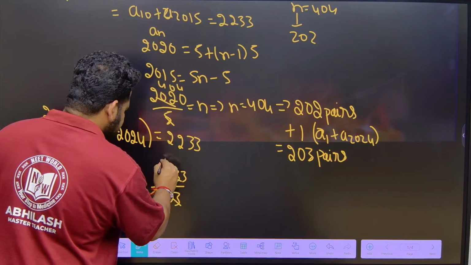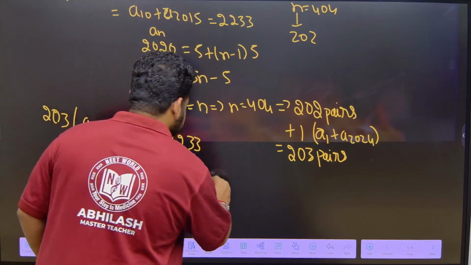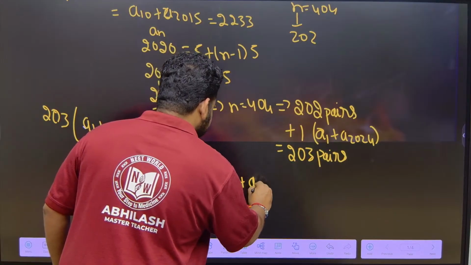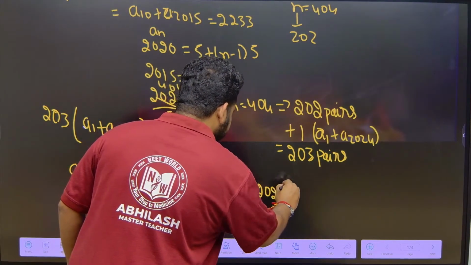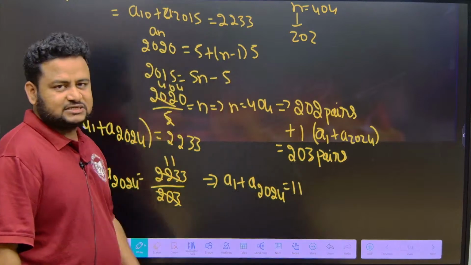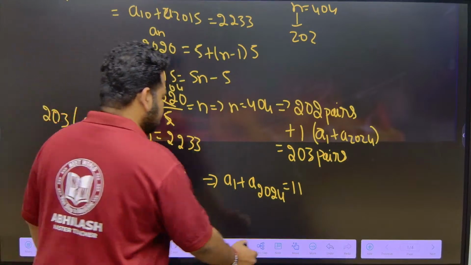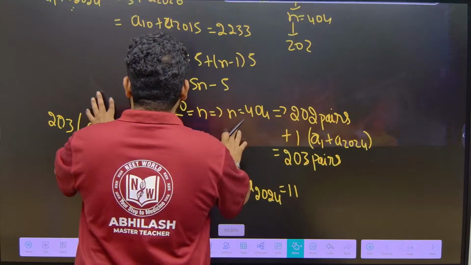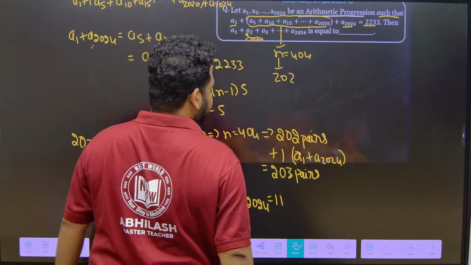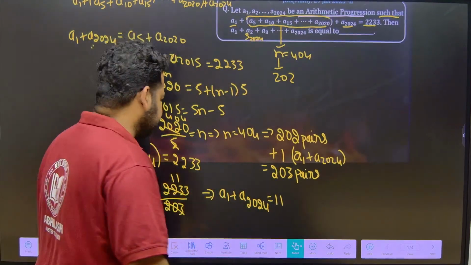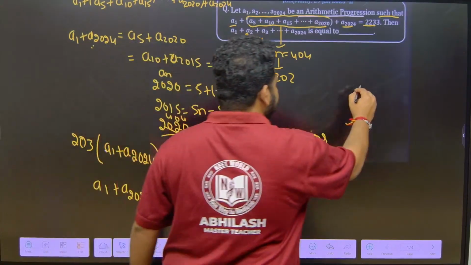So this gives us 11. So this implies A1 plus A2024 is 11. Now they are asking us to find what? Not A1 plus A2024. They are asking us to find S2024. So let us find out how to find S2024.